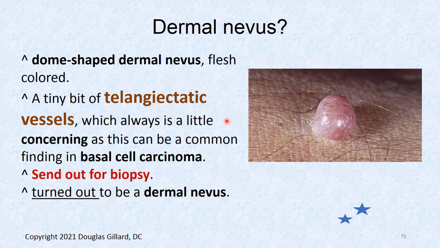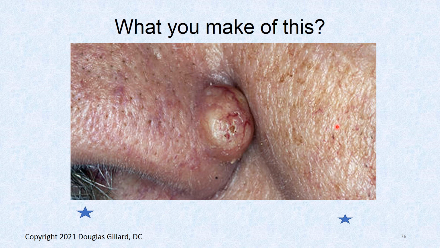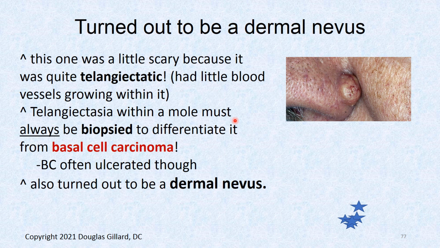Yeah, because it could be melanoma. It could be basal cell carcinoma. Could look like that as well. This one did turn out to be a dermal nevus, but you have to send those out. That could well be a basal cell carcinoma because of the telangiectasia there. So that one should be sent out as well. That did turn out to be a dermal nevus. But you can't tell it apart from basal cell carcinoma. You have to biopsy it.